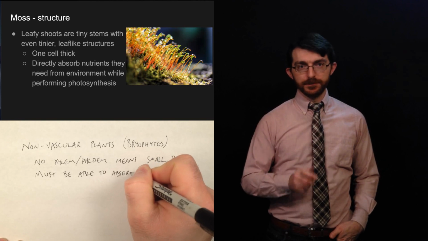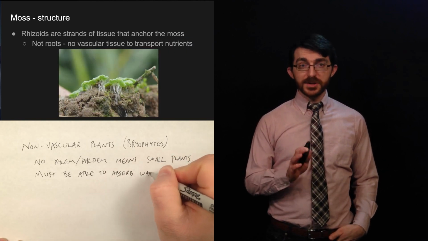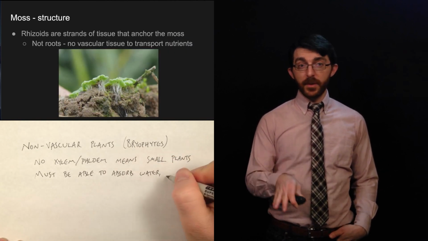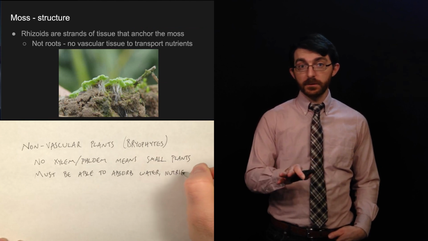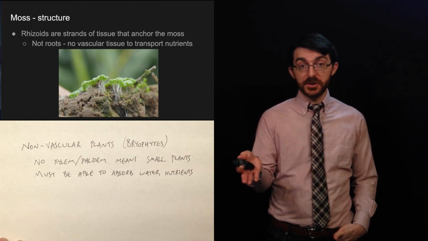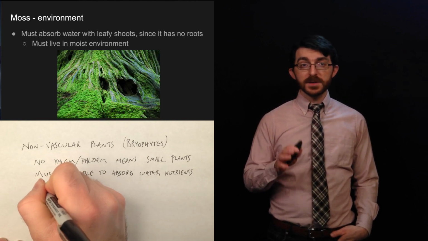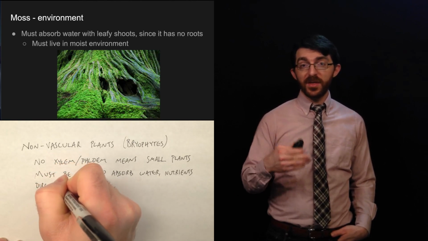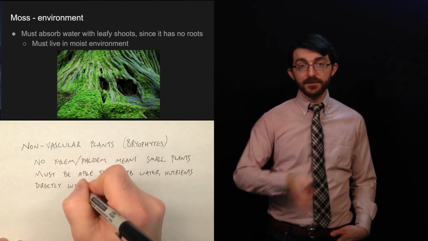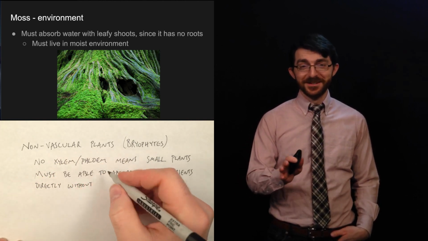They're just so cute. So the rhizoids are strands of tissue that anchor the moss. They're actually not roots. There's no vascular tissue to transport nutrients. Moss must absorb water with their leafy shoots, again, since they have no roots.